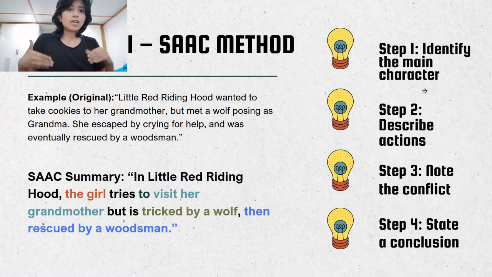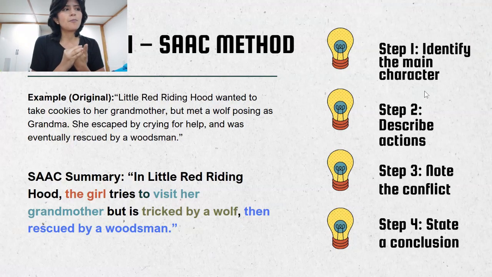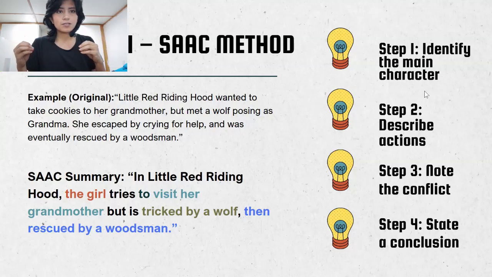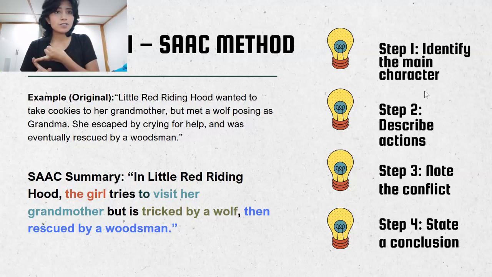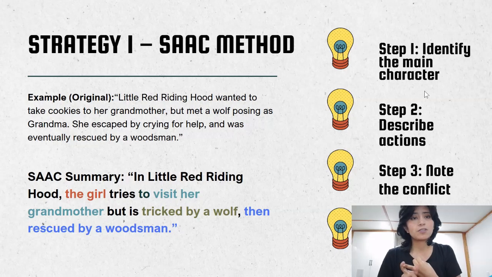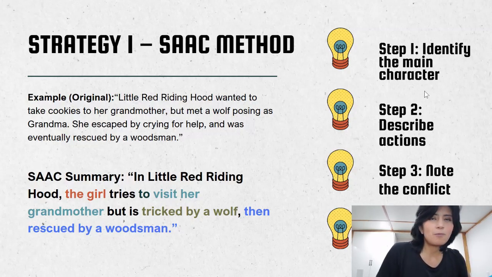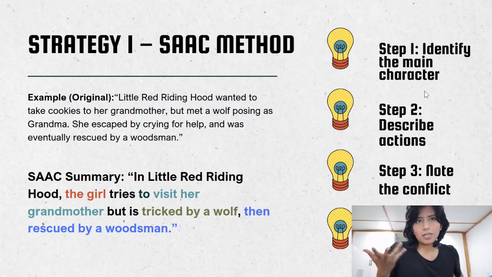In the first strategy, we had the SAG method. This SAG method is more used for stories and to try to analyze characters and actions that are involved in the story. Here we are going to use 4 steps: identify the main character, describe the intentions and actions of this character in particular, write the conflict, and state a conclusion of how the story went. So in my example, I had the famous Little Red Riding Hood part of the story, so we can know how this SAG method works.